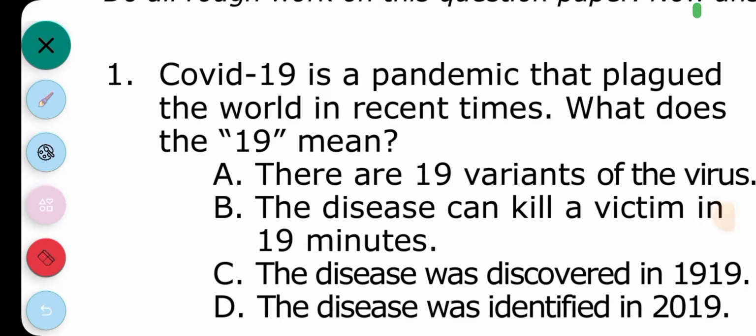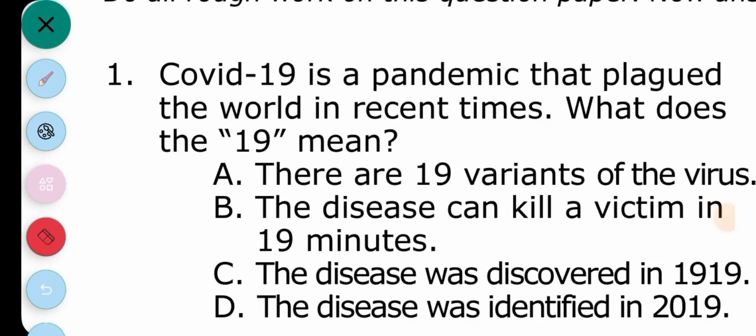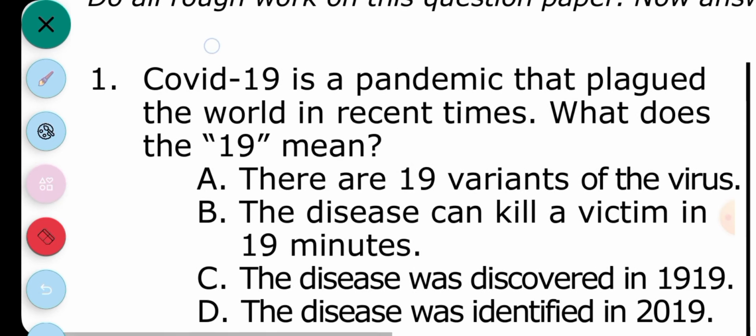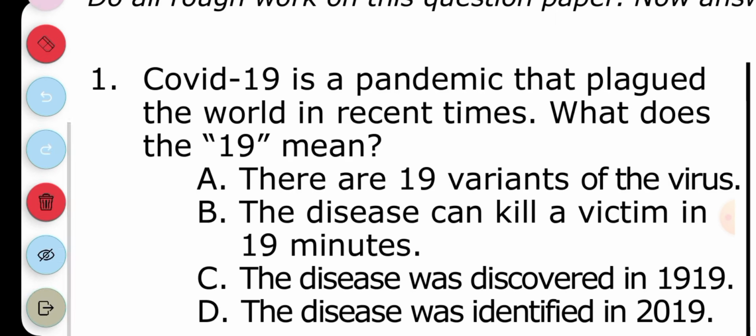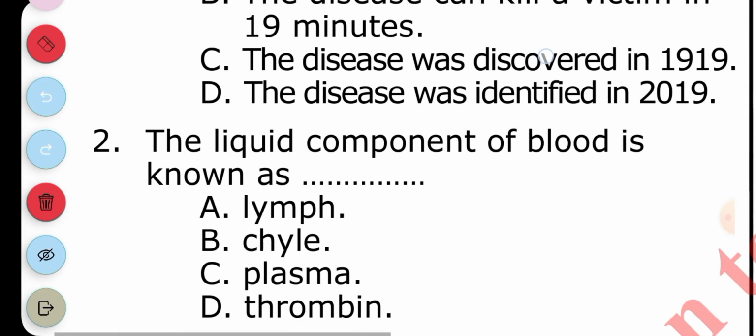COVID-19 is a pandemic that plagued the world in recent times. What does the 19 mean? A, there are 19 variants of the virus. B, the disease can kill a victim in 19 minutes. C, the disease was discovered in 1919. D, the disease was discovered in 2019. So the answer to this question is the disease was identified in 2019. That's D.